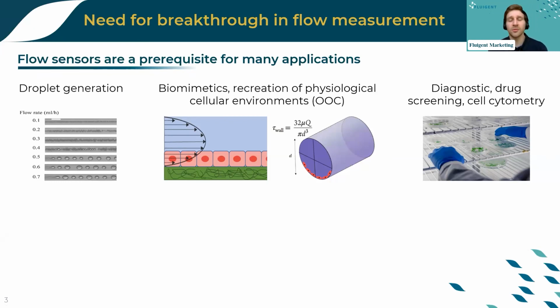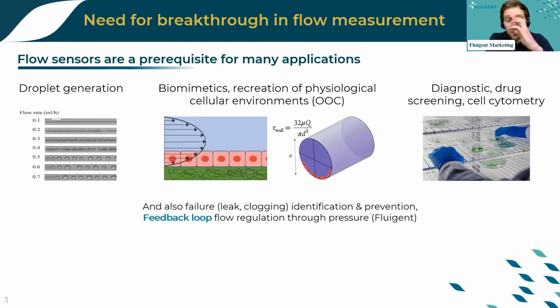Regarding cell perfusion, organoids, and other life science experiments and protocols, the shear stress is directly related to the flow rate that is applied on the cells when you're doing cell perfusion. So you want to master the flow rate in order to make sure you apply the right shear stress on your cells. It is also a very nice tool for diagnostic, drug screening, and cell cytometry applications where you want to monitor the flow rate.